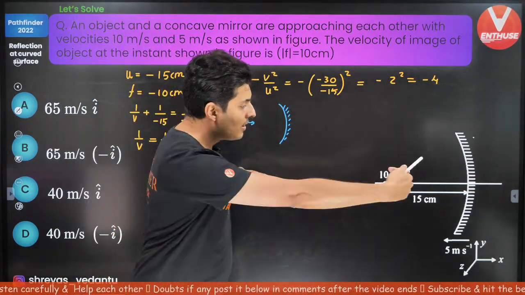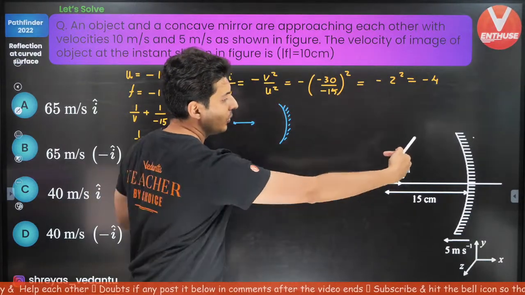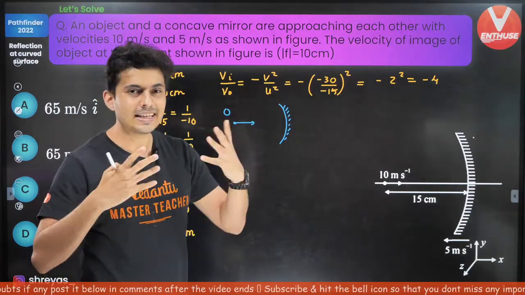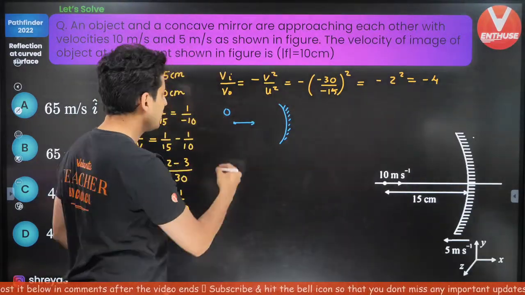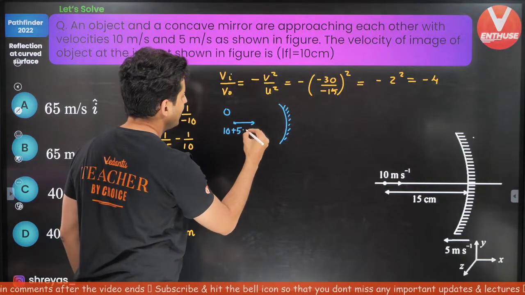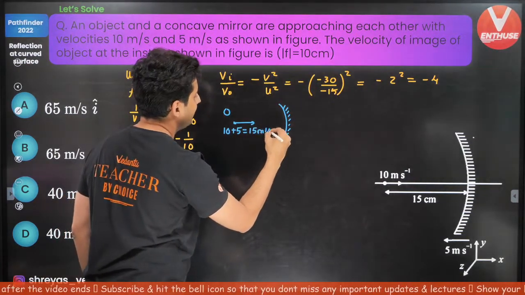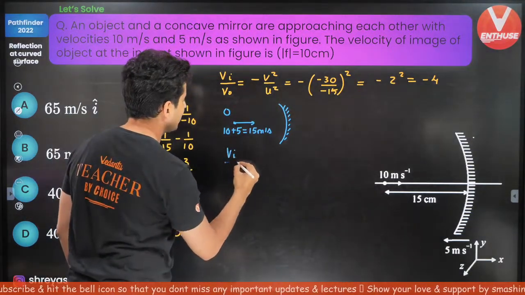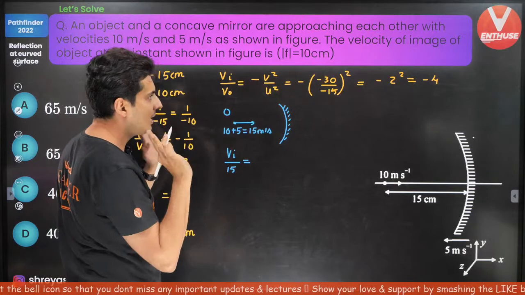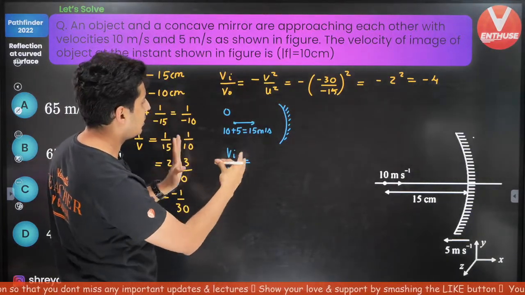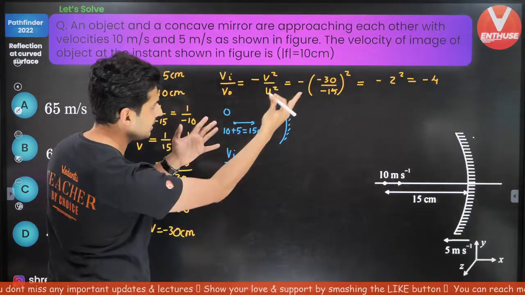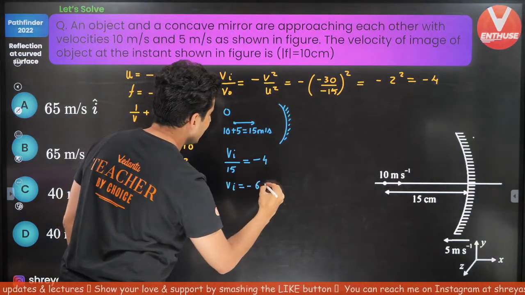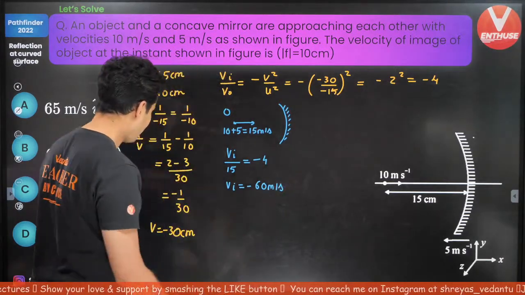Object is going with 10, mirror is coming with 5. So what is the relative velocity? Think and tell me. Isn't it 10 plus 5, which is 15 meters per second? From this, I can find the image velocity. So image velocity by 15, direction wise also I'll get if I put it with minus 4. So VI turns out to be minus 60 meters per second.